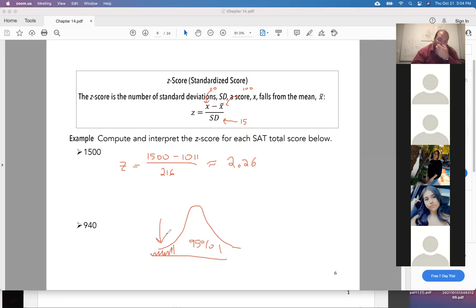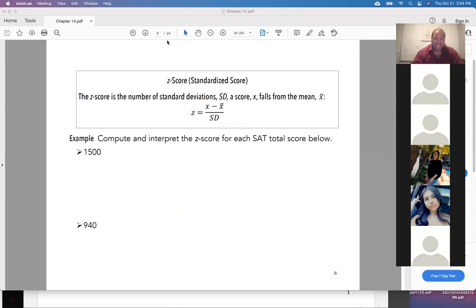What percent will be in there? 2.5. Yes, good, excellent, 2.5%, because if 95% is in the middle, then you have 5% left over, 2.5% on either side. So this is 2.5%. Just getting to a 2 is already better than 97.5% of the population, let alone 2.26, which is even further. So you're better than probably 98% of the population to get a 1500.